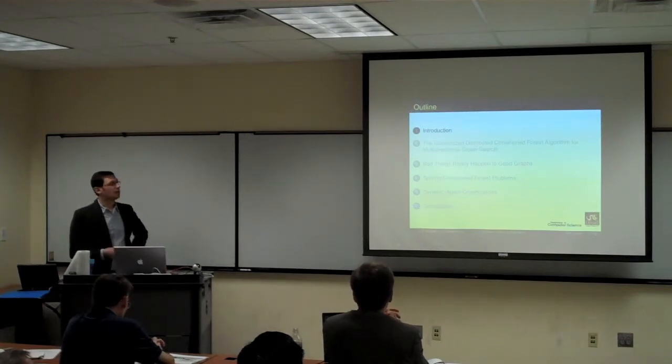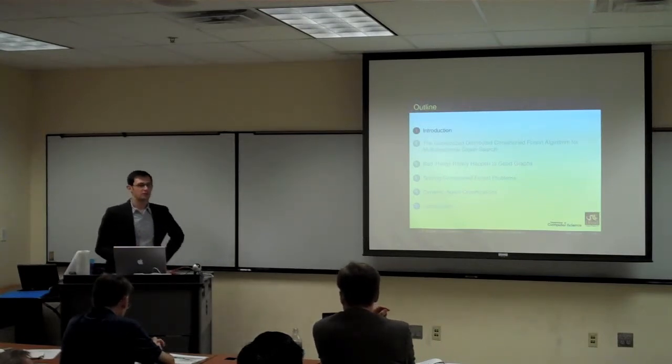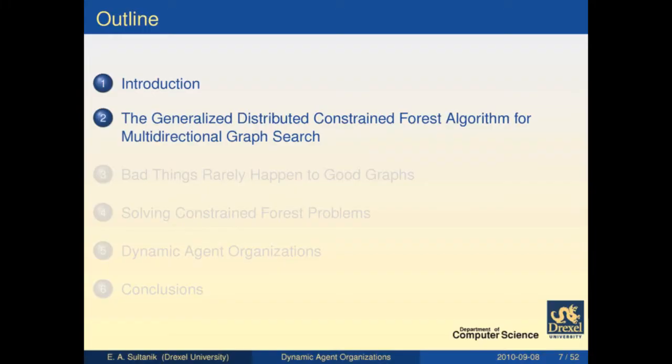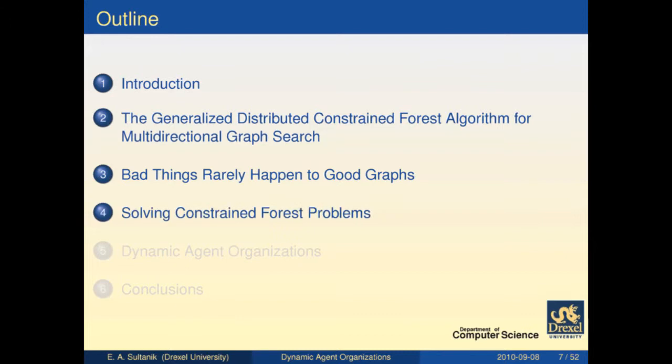So the outline for this talk roughly follows these contributions. First, I'm going to introduce the algorithm. Then I'm going to talk about the combinatorial statistics result for finite structures. Then I'm going to give some examples of how we can apply the framework, followed by the dynamic extensions.